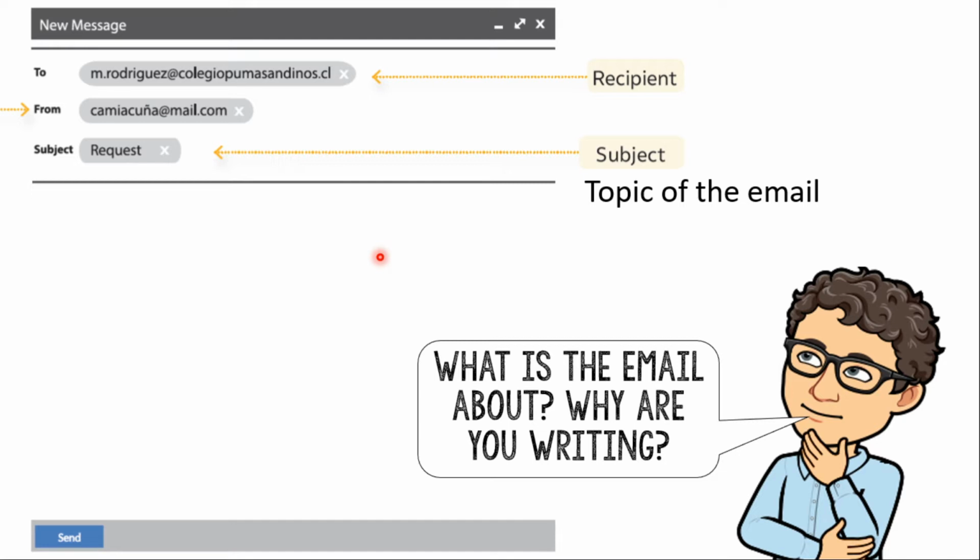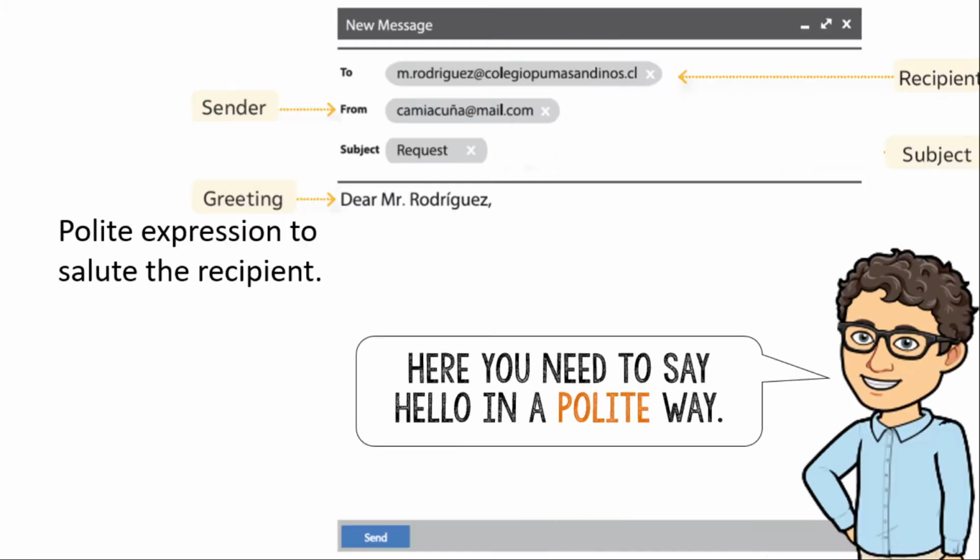That's why it's very important to write the subject. It's a must. Then we have the greeting part. Here you have to write a polite expression to salute the recipient. Typically, you are going to write dear. I always write dear because it's the most common one. Dear Mr. Rodriguez, dear Mr. Sandoval, if you want to write me an email.